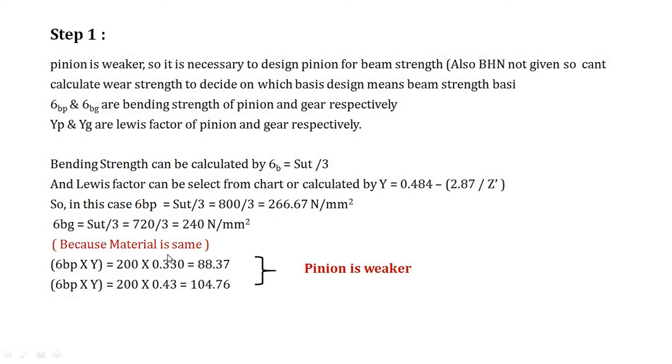Once we calculate the values of yp and yz, then calculate this product. So finally we got the value of 88.37 for the pinion, and for the gear the product is 110.76. Here we use notation sigma bz for the gear, and the other is for the pinion. If we compare these values, the product of pinion is smaller, so we can say pinion is weaker. So further design will be on the basis of pinion.